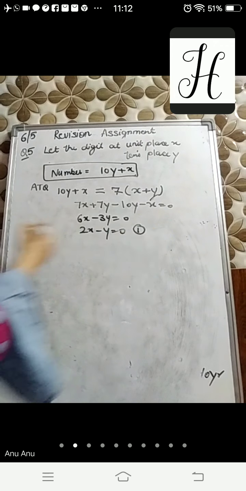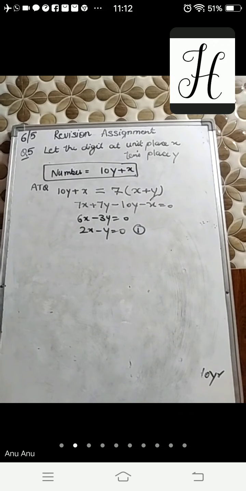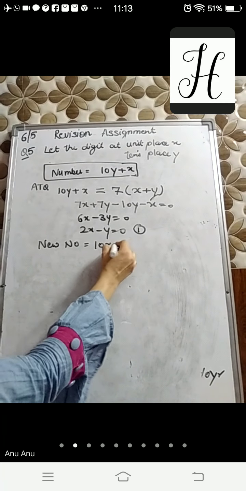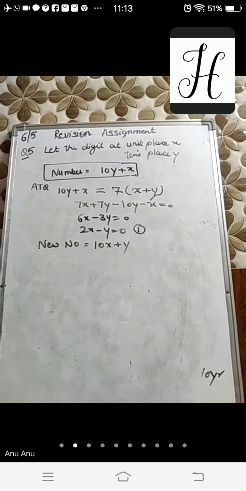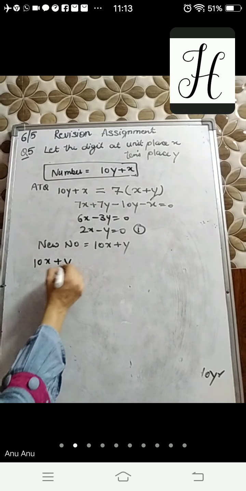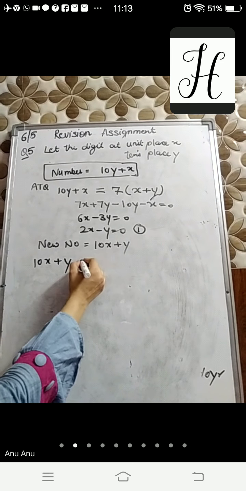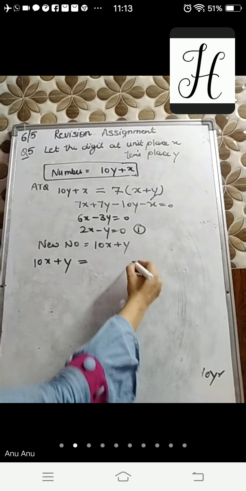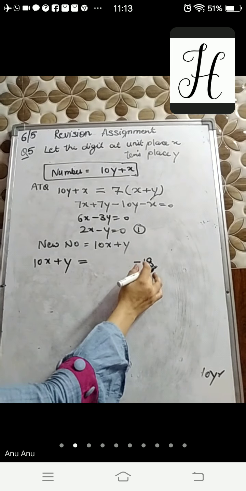सो दिस इज योर इक्वेशन नंबर 1। नाउ रीड द स्टेटमेंट, द नंबर फॉर्म्ड बाय रिवर्सिंग द डिजिट. If you reverse the digit, one new number will be formed. Write that new number: 10x plus y. Now the question is, the number formed by reversing the digit is equal to 18 less than, किससे less than है, the given number.